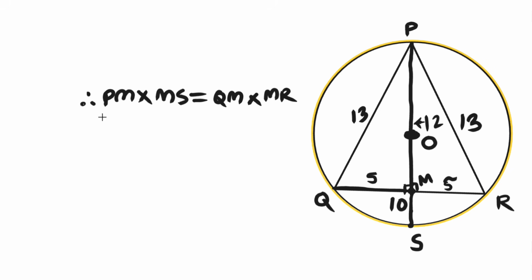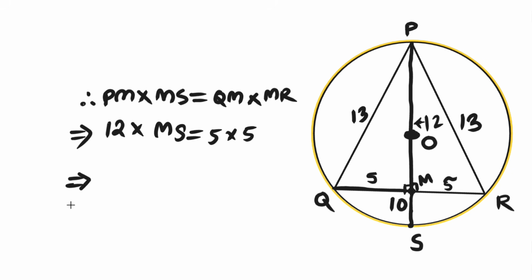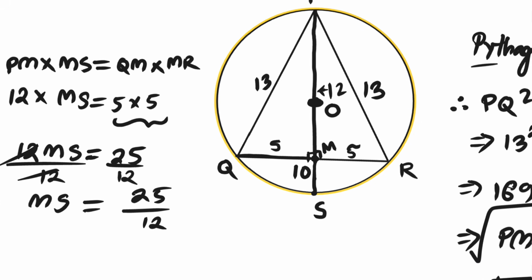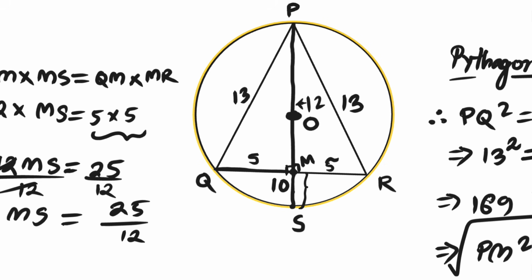Now let's substitute the values we already know. PM is 12, QM is 5, and MR is also 5. So we get 12 multiplied by MS equals 5 multiplied by 5. 5 multiplied by 5 equals 25. Therefore, 12 multiplied by MS equals 25. To find MS, divide both sides by 12. This gives us MS equals 25 divided by 12. Excellent. Now we know both parts of the diameter. The upper part, PM, is 12 units, and the lower part, MS, is 25 over 12 units.